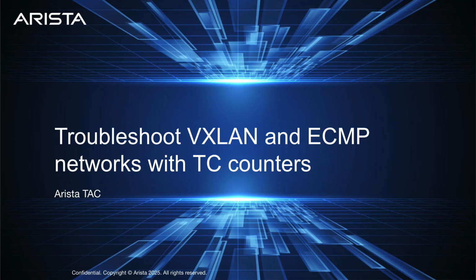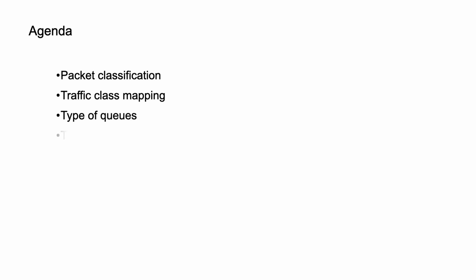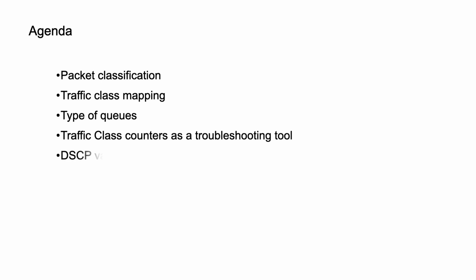Hi! In this video, we'll show how to use traffic class counters to troubleshoot data center networks. Here's our agenda. First, we'll explain a bit about how packet classification works. Second, we'll find our way through traffic class maps. We'll evaluate different types of queues, how to take advantage of queue counters for troubleshooting purposes, how to copy a DSCP value from encapsulated packets to outer headers.